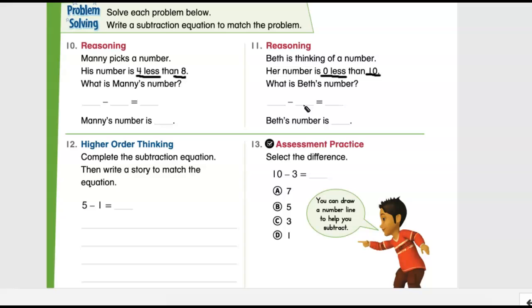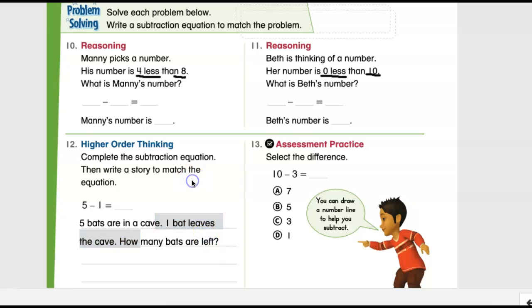Number 12 says complete the subtraction equation. Then write a story to match the equation. So boys and girls, you are going to write the answer for what 5 minus 1 is. So what 5 minus 1 is, write that answer here. And then it wants you to write a story to match the equation. Mrs. Collier can show you an example of what that would look like so you know how to write your story.